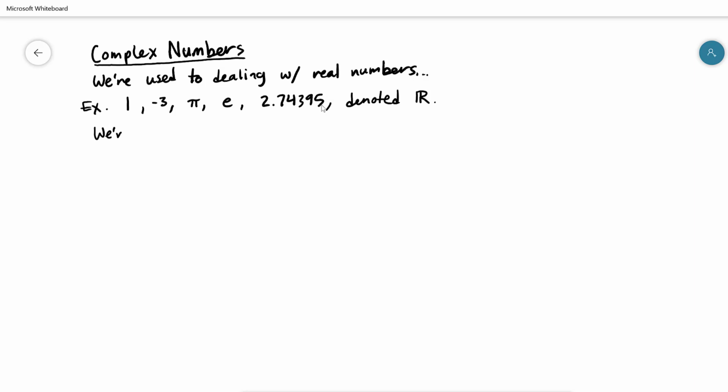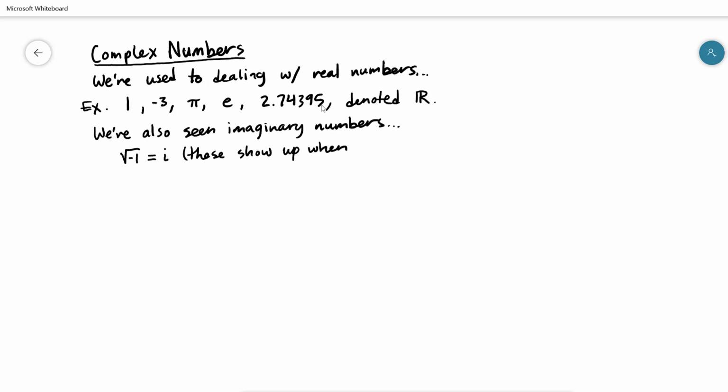We've also probably seen what's called imaginary numbers. These come up whenever you try to take the square root of a negative number. So for example, if you try to take the square root of -1, we're going to call that number I. And these show up often, where you've seen them, when we try to solve quadratics.